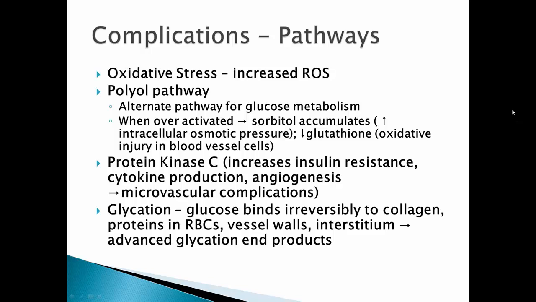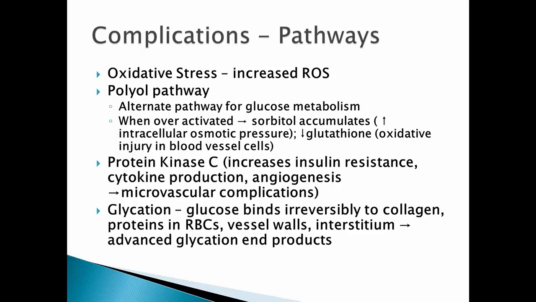Let's turn our attention then to the chronic complications of diabetes. There are 4 major pathways in the chronic complications: oxidative stress, the polyol pathway, protein kinase C, and glycation. In oxidative stress, we've talked about this before, but there is an increase in the reactive oxygen species. We know that when there is an increase in the reactive oxygen species, this stimulates the pro-inflammatory cytokines and causes end-stage downstream tissue and cell damage.